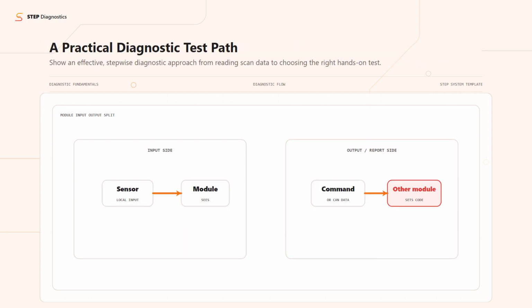Use your scan data evaluation to choose the next test. If O2 sensors and related PIDs agree, suspect an upstream system fault. If one sensor disagrees, verify wiring or perform a direct sensor voltage test. Always let the evidence from scan data and system logic guide which tests prove or eliminate each possible cause.